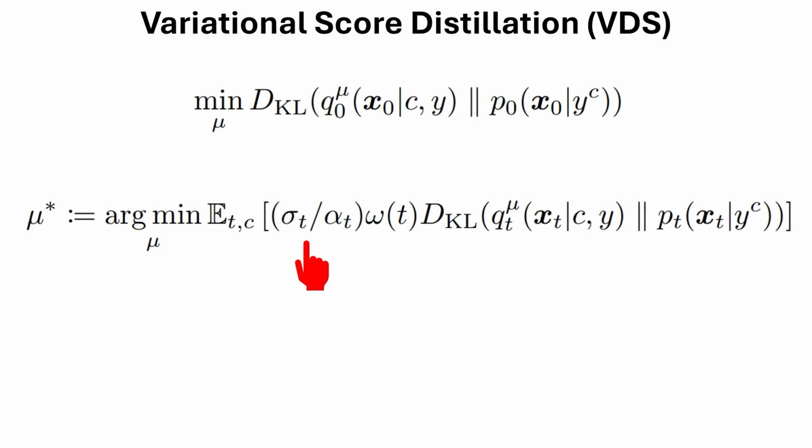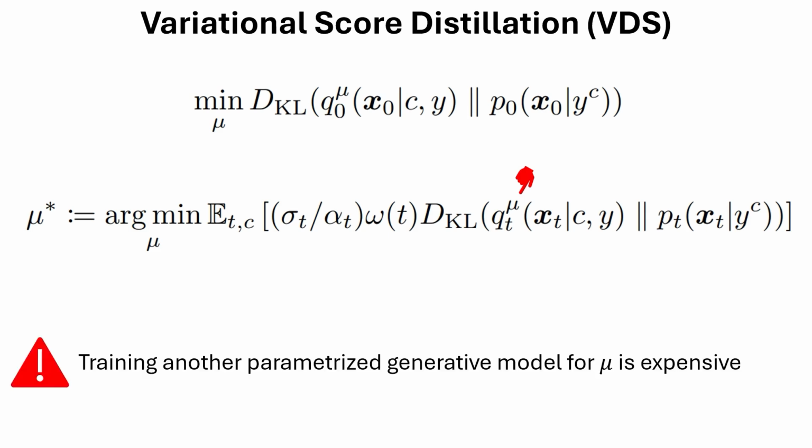But here comes the tricky part. To solve this problem and minimize this loss function, we have to learn this probabilistic density mu to be able to generate rendered images given camera c and text condition y. And that can be done if we train another diffusion model to do that. But training another generative model for mu is expensive because it brings lots of computation and optimization complexity.